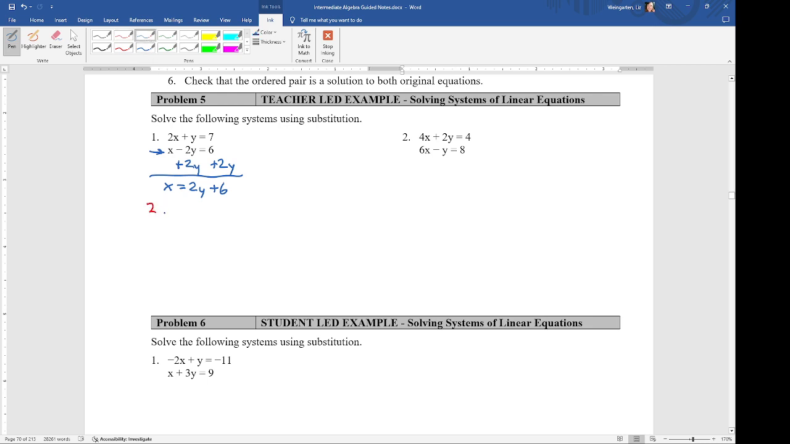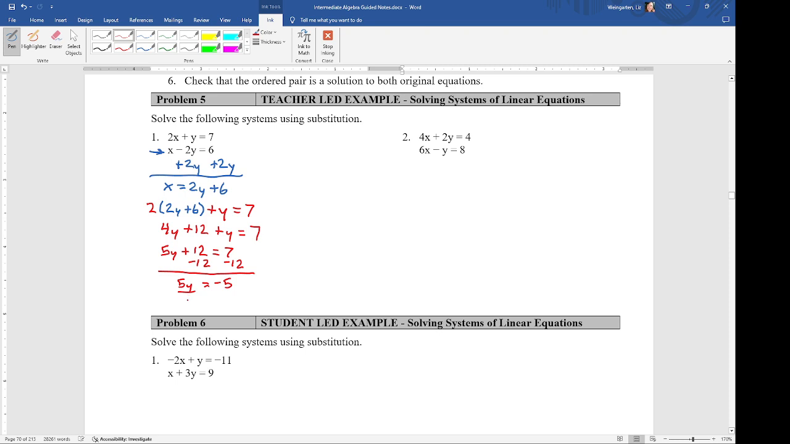So from my blue ink, x is now 2y plus 6. And then everything else in the first equation will stay the same. I will distribute the 2, and we get 4y plus 12 plus y equals 7. I'll combine like terms, and we get 5y plus 12 equals 7. Subtracting 12 from both sides, we get 5y equals negative 5.